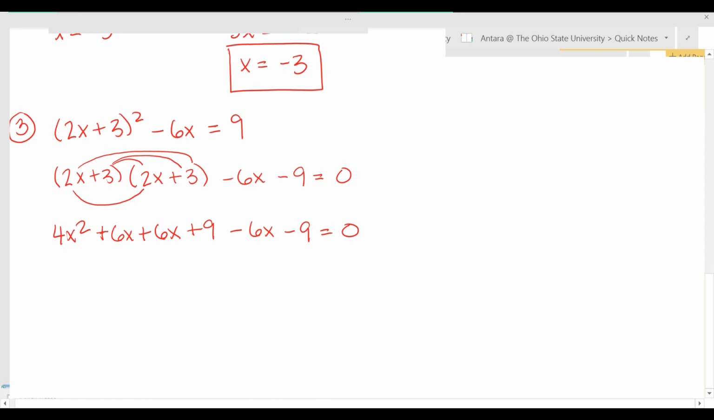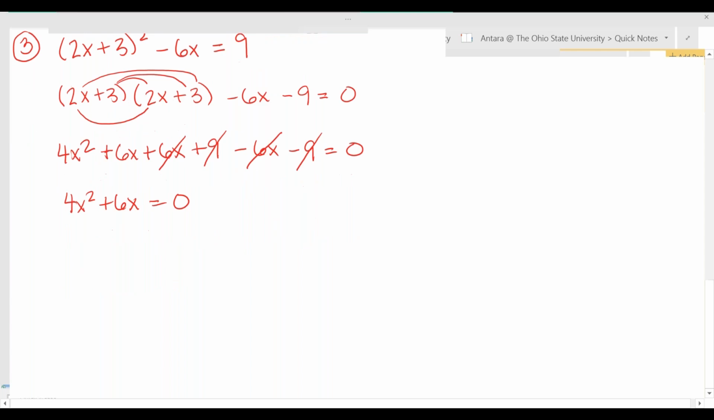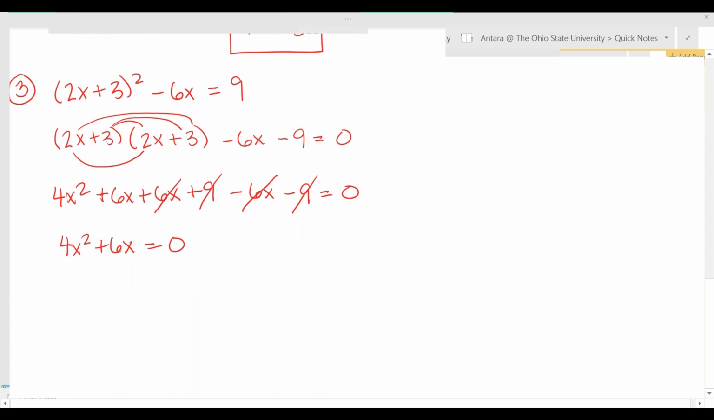Now when we look at this expression, we can see that we have this positive 9 and negative 9, which actually cancel out with each other. And then we have one positive 6 and one negative 6, which also cancel out with each other. So then we're left with 4x squared plus 6x equals 0. Now, if we remember in the first example we did, we used the greatest common factor to help factor out a certain number and simplify from there.